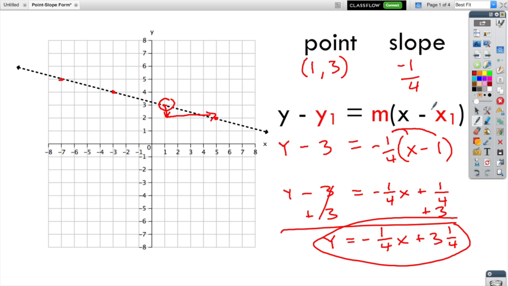Okay, so this is another format which you want to have committed to memory. y minus y1 equals m, the slope, times x minus x1, where m is the slope and x1 and y1 are a point.